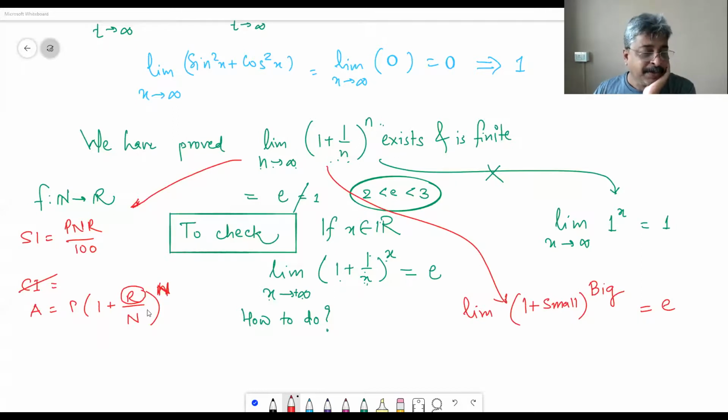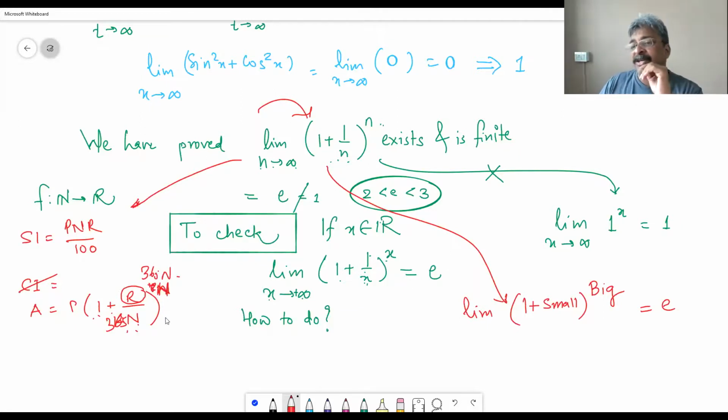Because here, if I am compounding every 6 months, this factor becomes 2n. If I am doing it every month, it becomes 12n. R is fixed. Therefore, we are having this situation: 1 plus this keeps on becoming smaller and smaller as n, the frequency of compounding, becomes bigger. If you do it daily, this becomes 365, and so 1 plus small raised to big.